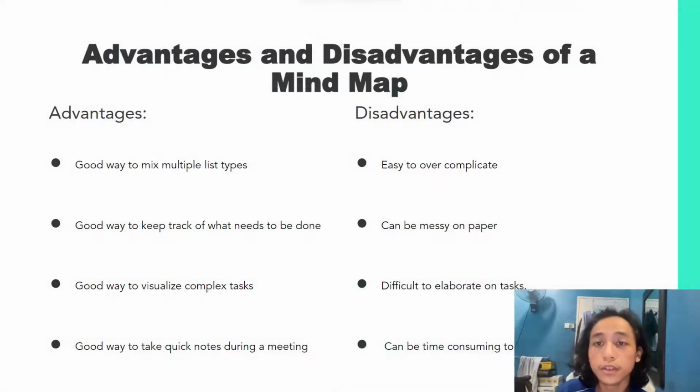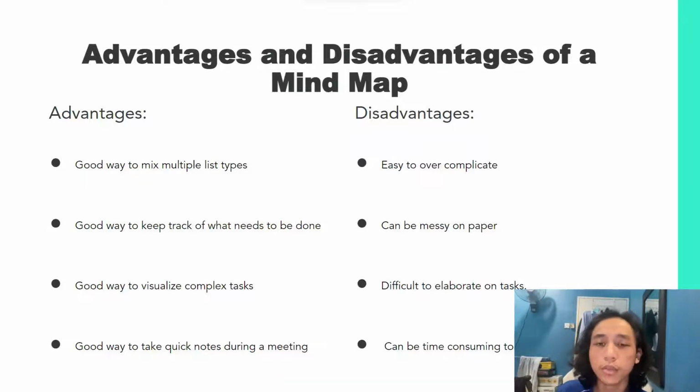So what are the advantages and disadvantages of a mind map? Firstly, it can be a good way to mix multiple list types. It can also be a good way to keep track of what needs to be done. Furthermore, it's a good way to visualize complex tasks. And finally, a good way to take quick notes during a meeting.